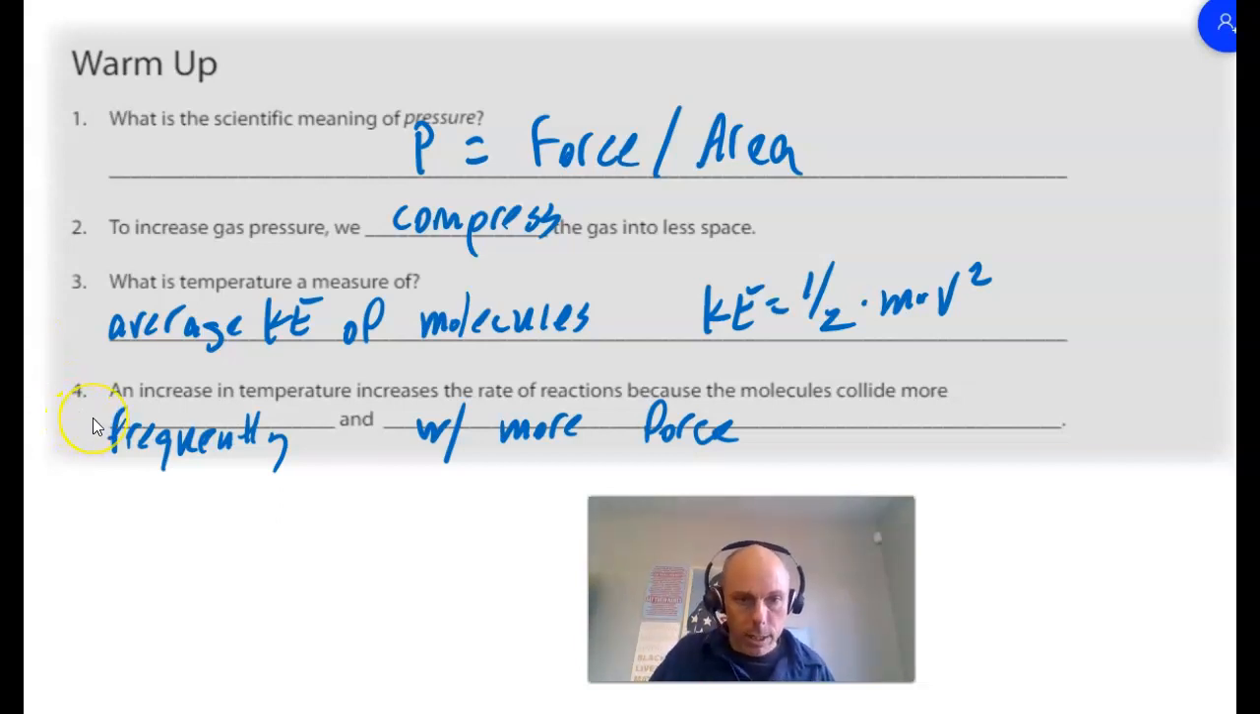And then finally, an increase in temperature increases the rate of reaction because the molecules collide more frequently. They're going to hit the walls of the container more often, and because they're moving faster, they'll collide with more force.